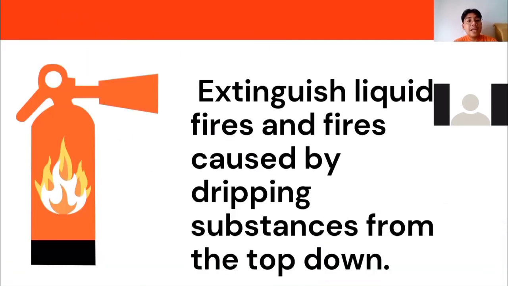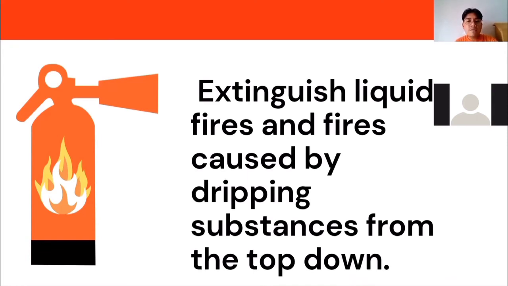Secondly, extinguish liquid fires and fires caused by dripping substances from the top down. Note, do not attempt to extinguish a fire involving flammable gas unless there is reasonable assurance the source of fuel can be promptly shut off. In fact, if the only fuel burning is the leaking gas, the best method of extinguishing the fire is to shut off the fuel supply.